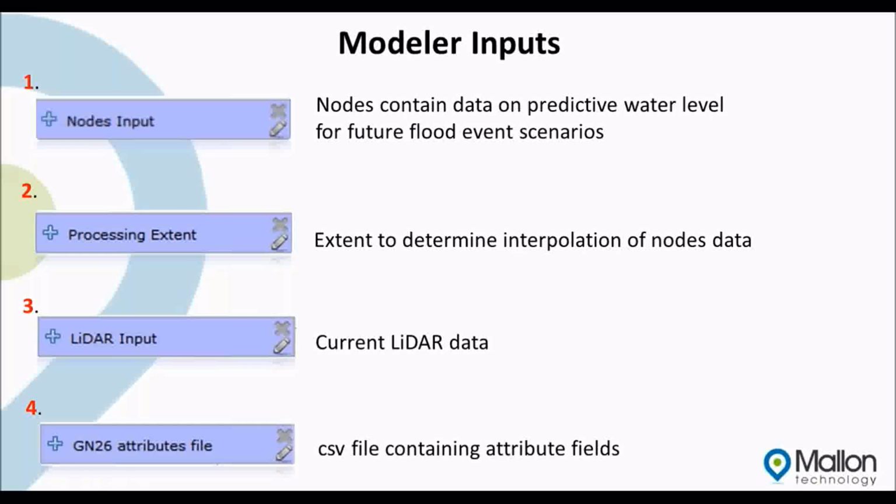And finally, you have an attributes file, which is in CSV format, which contains attribute fields for your flood extent. Again, you join this in while you're running the model, so your actual output will be complete with attributes. So there's actually no manual generation of attributes. It's all a one-stop shop.